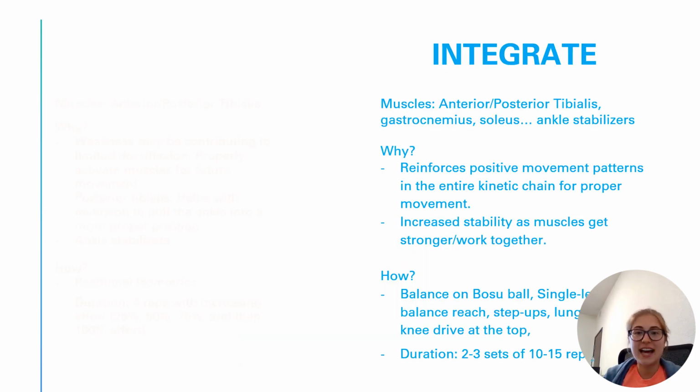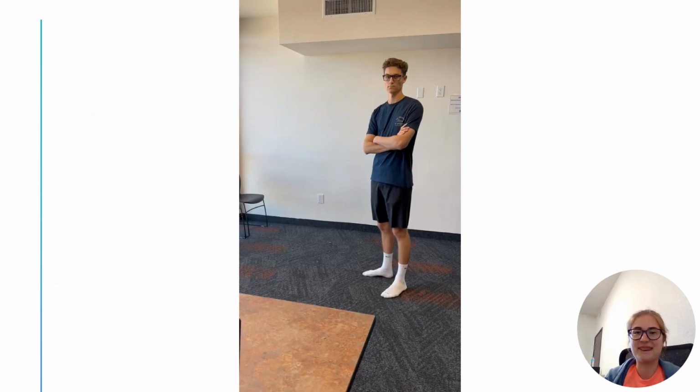So the last phase is integrate. Again, we want to get all these muscles working together. So anterior, posterior tibialis, gastrocnemius, soleus, all our ankle stabilizers. And this is going to reinforce positive movement for future. And then I did choose to do a lunge with a knee drive at the top for this patient to focus on balance, which just increases the use of all these muscles. And then we did a duration of 2 to 3 sets of 10 to 15 reps.